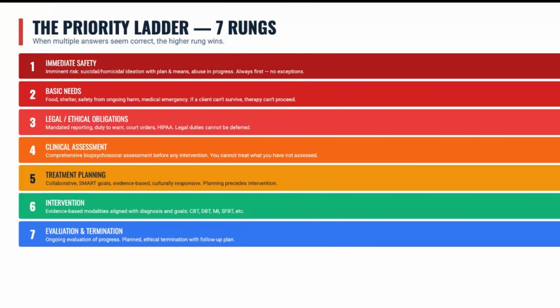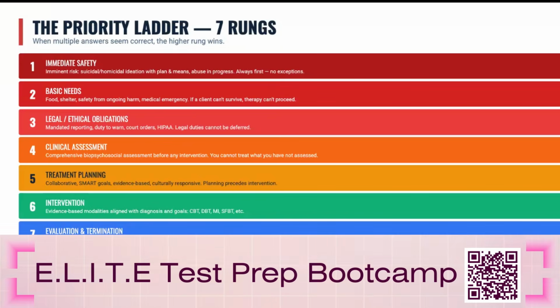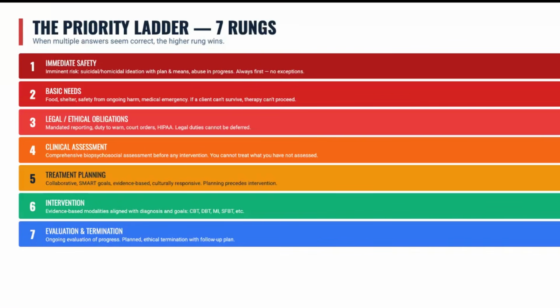So basically you have a test question and you're confused. You're like, I don't know what to do with this one. You go through the rungs. Is there any safety issues? If there's no safety issues, none of the answers align with that, then you can move on. Are there any basic needs? Anything going on with food, shelter, safety? Any ongoing medical stuff happening in that question? If so, then you stay right there, and that's where you need to be in answering the question. But if not, you move on. You're like, okay, are any legal or ethical obligations taking place in this question? You see how we're using this to move along?